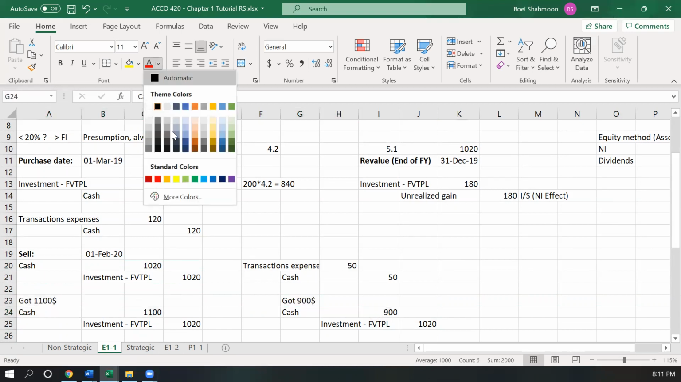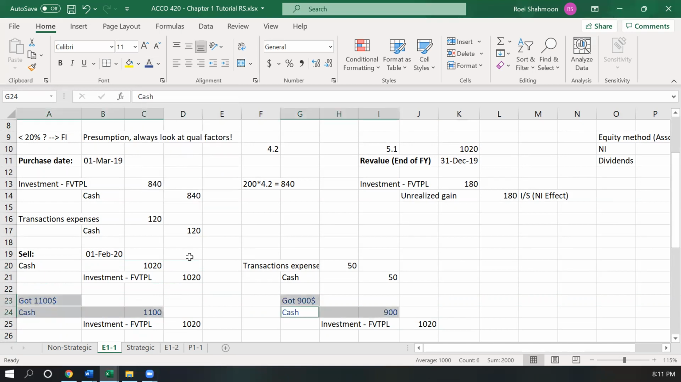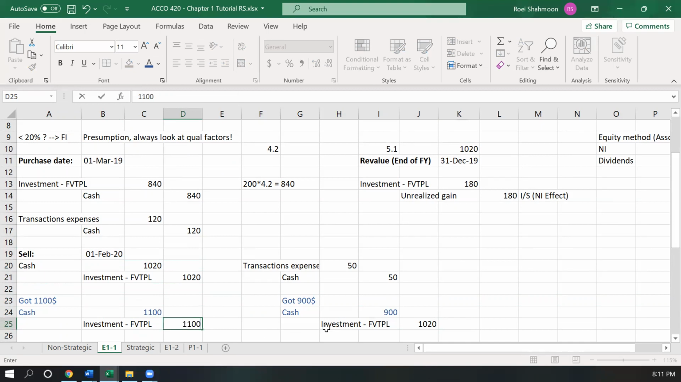Okay, that's where we got the number. Let's put a nice color, good. Okay, but now guys, look at this. We don't balance, right? We don't balance. So can I just do this? Oh, let me put 1100 over here.